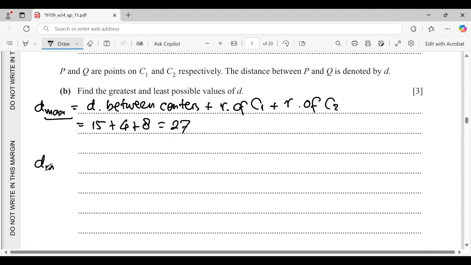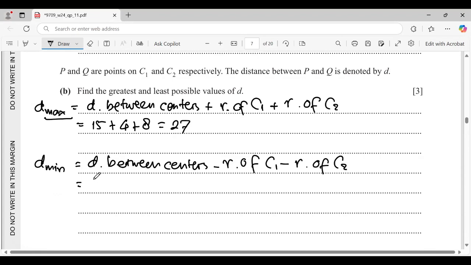And then the least possible, or the minimum distance, is the distance between centers minus radius of C1 minus radius of C2. So it is 15 minus 4 minus 8. It is 3. So these are the greatest and the least possible values of distance.